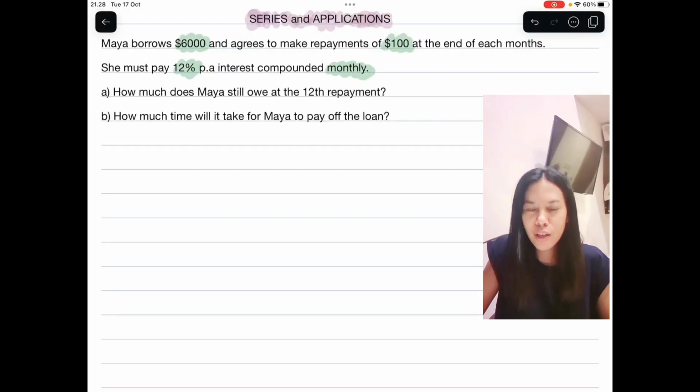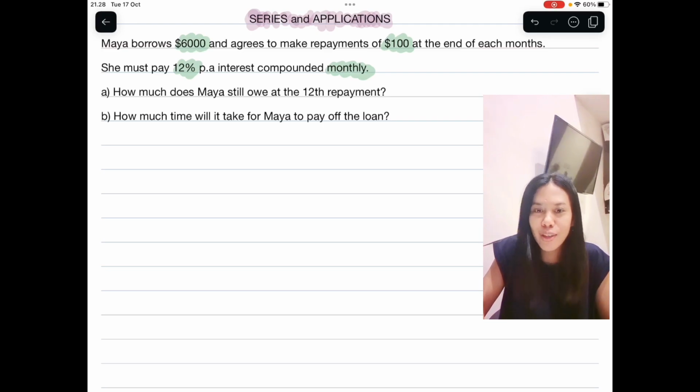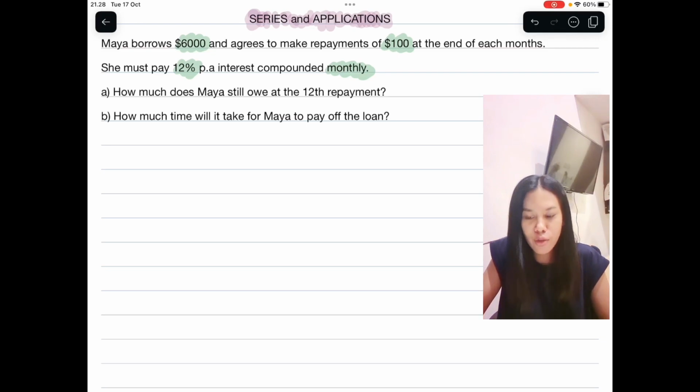Okay everyone, today we're going to be solving a question that relates to geometric series in compound interest. Okay, let's read the question together. Maya borrows $6,000 and agrees to make repayments of $100 at the end of each month. She must pay 12% per annual interest compounded monthly. Question A. How much does Maya still owe at the 12th repayment? And question B, how much time will it take for Maya to pay off the loan?